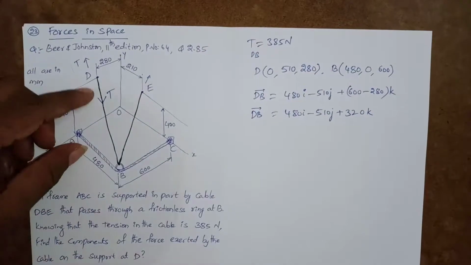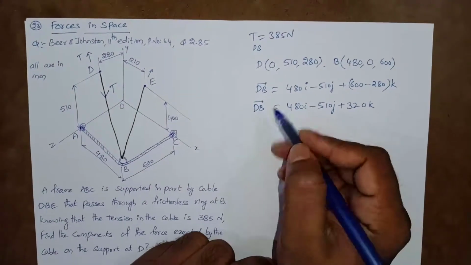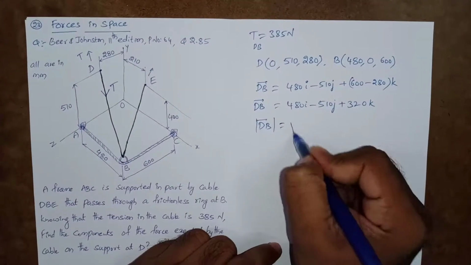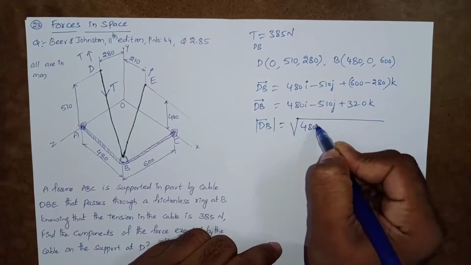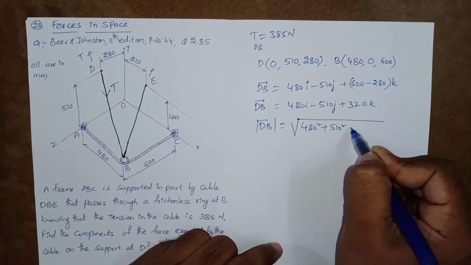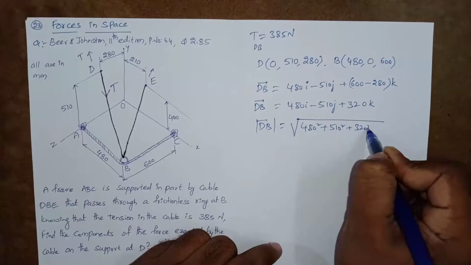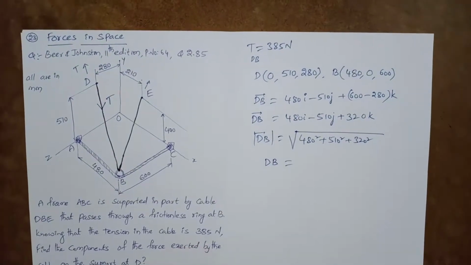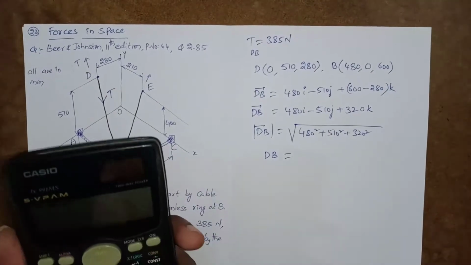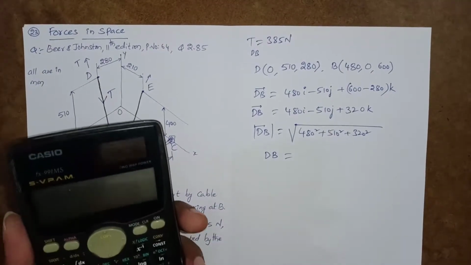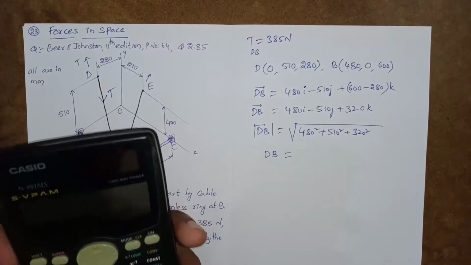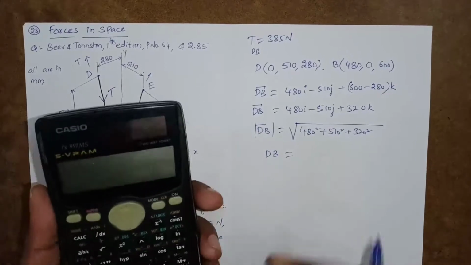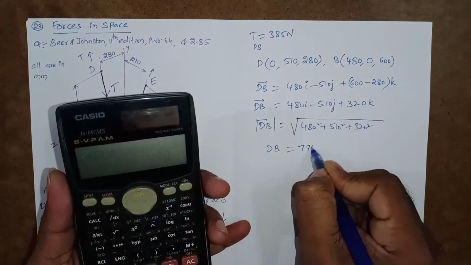Let us say the magnitude of this DB bar is equal to the square root of 480 squared plus 510 squared plus 320 squared. So that magnitude, DB, is equal to 770.